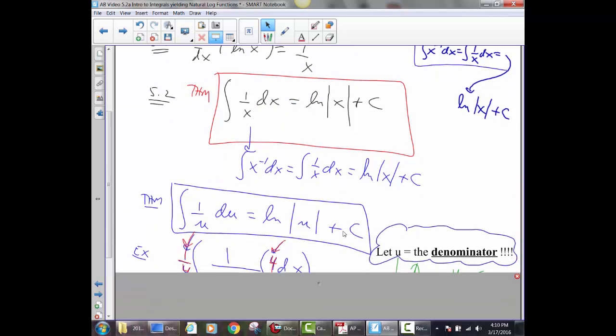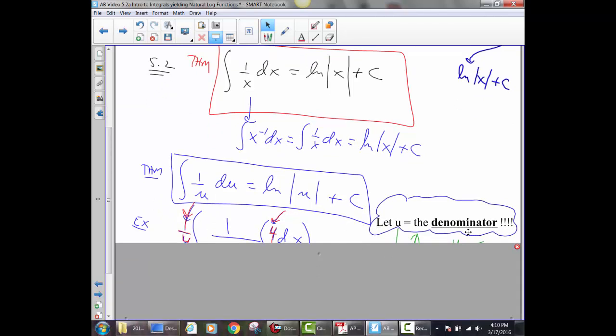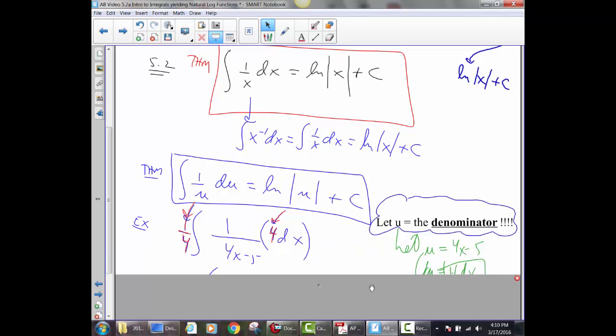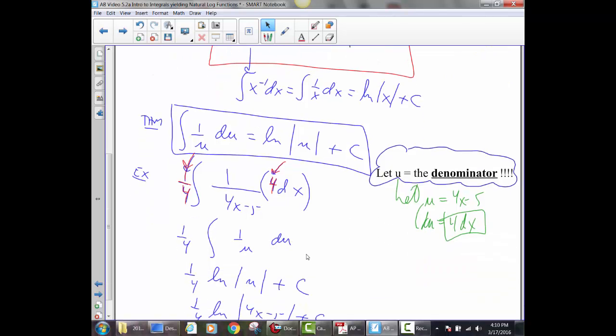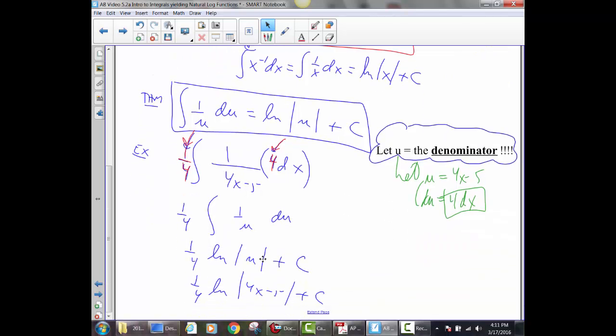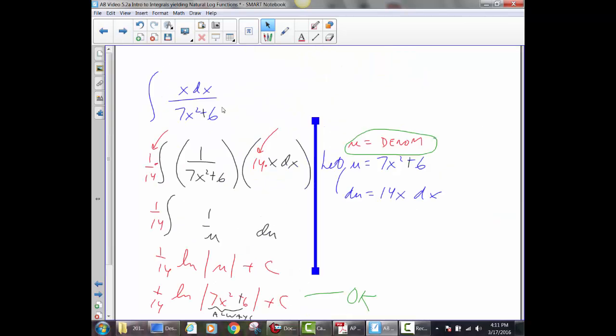So what's going to happen is we're going to let u equal the denominator, not the contents of the parentheses in the denominator, but the actual denominator itself. So in this particular case, the question is the integral of 1 over 4x minus 5 dx. You're going to let u equal the denominator. The derivative of that is 4 dx. You already have the dx. Introduce the 4, counteract with a quarter. You're now integrating 1 over u du, which is ln absolute value of u with that quarter out in front. Don't forget to change the u back.